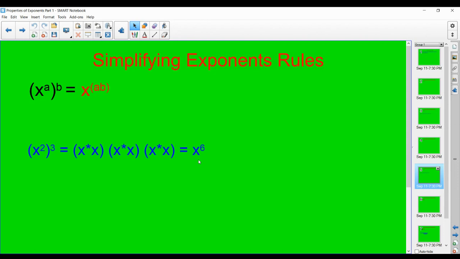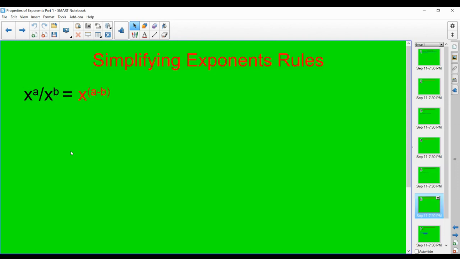And the last rule we should talk about today is what happens if we have x to the a divided by x to the b. So once again, the base is the same. The bases have to both be x, but there's a power in the numerator and a power in the denominator. We can subtract those two numbers.